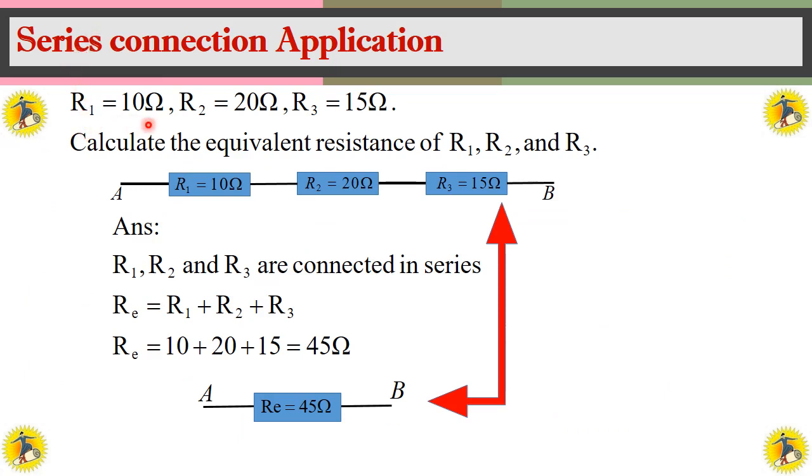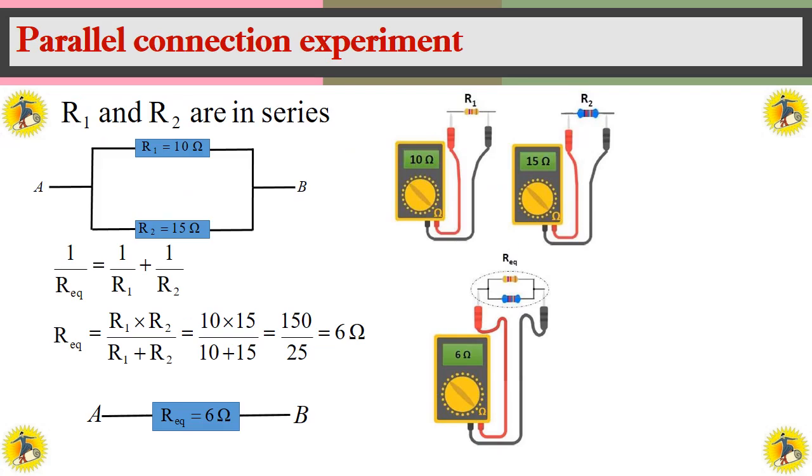If we have R1 equal 10 ohm, R2 20 ohm, R3 15 ohm, calculate the equivalent resistance. Okay. Answer: R1, R2, and R3 are connected in series, so the R equivalent is the sum of these resistors, R1 plus R2 plus R3. 10 plus 20 plus 15 equals 45.